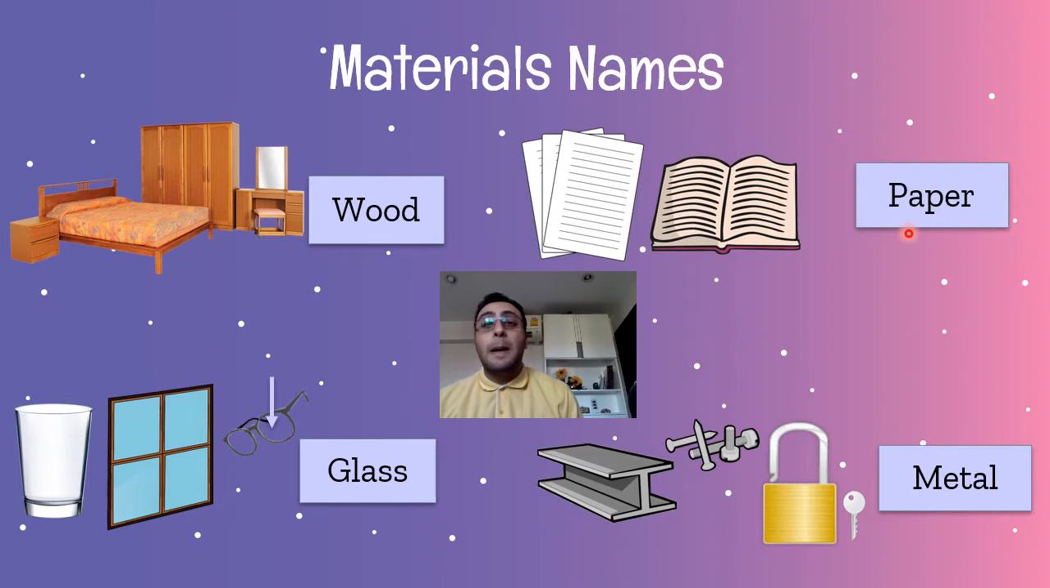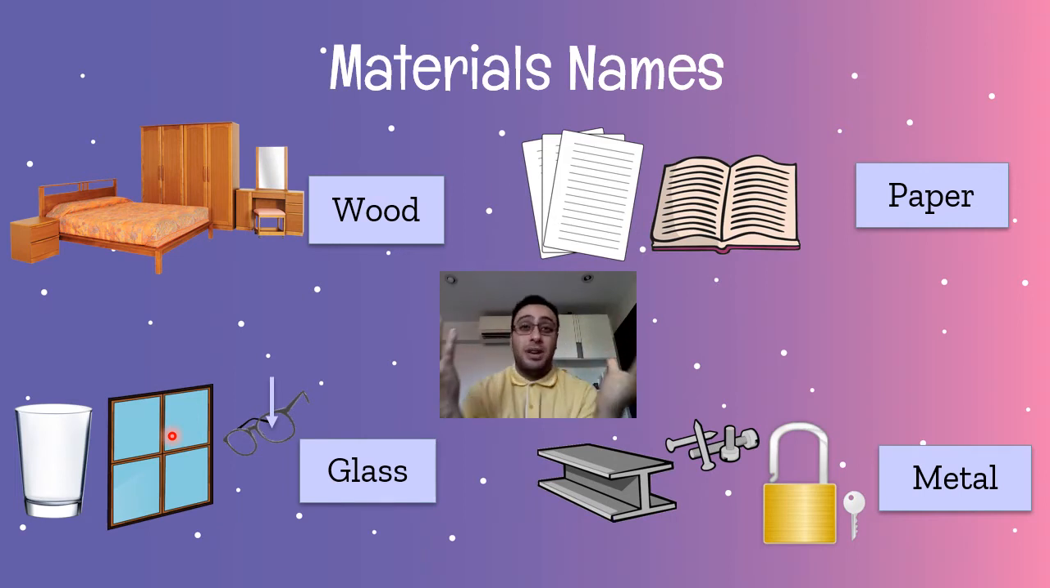Then we learned about paper. Paper is made from wood as well. Now, paper, we can think about your books, your comic books. All of these are made of paper. Next, glass. You see, glass also breaks. If you hit glass, boop, it breaks also, same as ceramic.